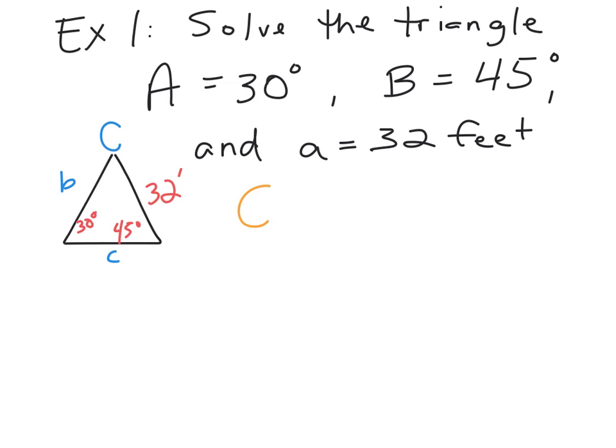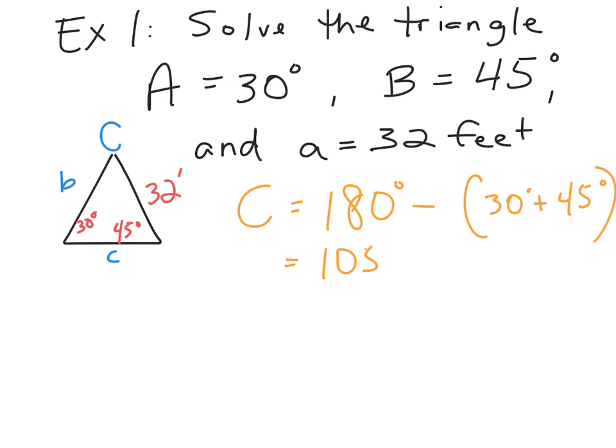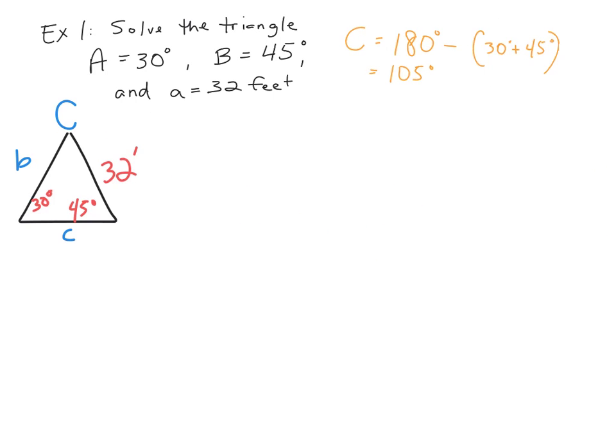So angle C is going to equal 180 degrees minus the two angles that we already know about, 30 plus 45. So that's going to allow us to calculate that out. That's 180 minus 75, or in other words, 105 degrees. So that takes care of one of the three things we need to find. And then to find the other two, we're actually going to need to apply the law of sines.